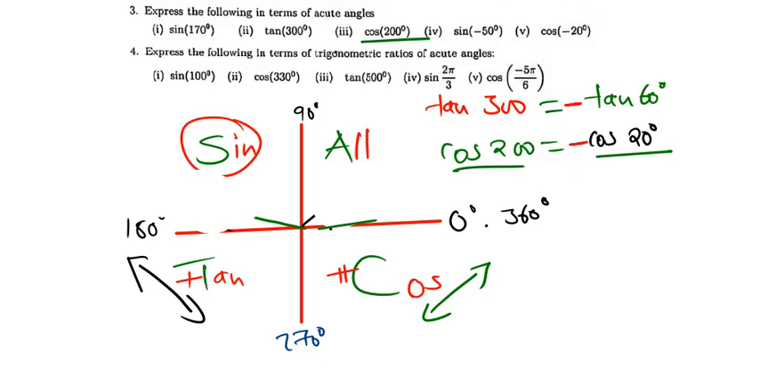Okay, now we've been given some examples of negative angles. We understand that angles in the quadrants move anti-clockwise. So if we move in a clockwise direction, like this, it means the angle is going to be negative.